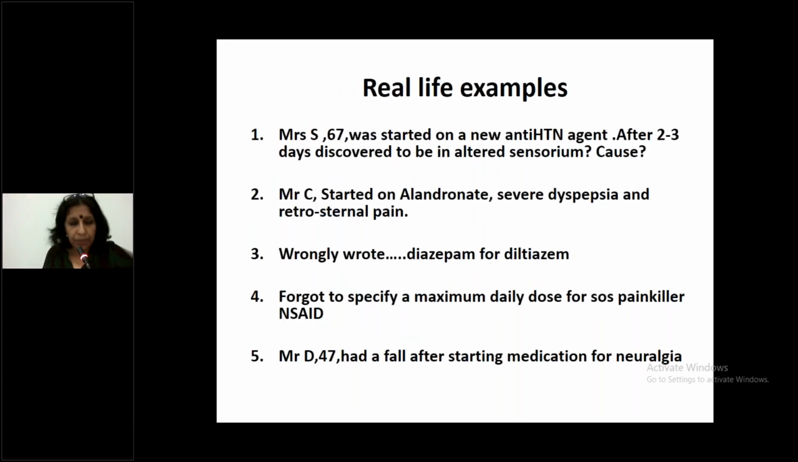In real life examples, I think for the DM students, this will be really simple. For the MD students, if somebody can attempt to answer the first one: a patient who was started on a new antihypertensive agent and after 2 to 3 days, she was discovered to be in altered sensorium. What could it be?